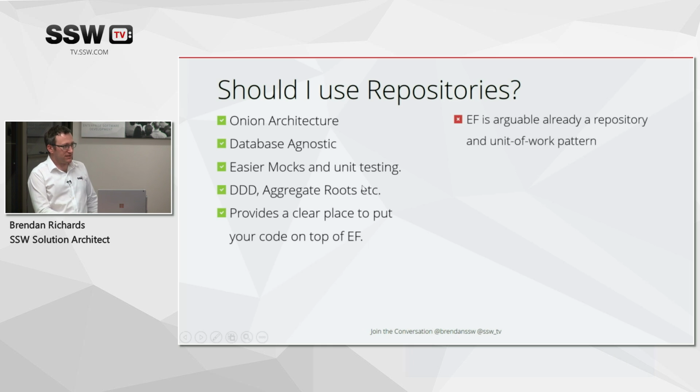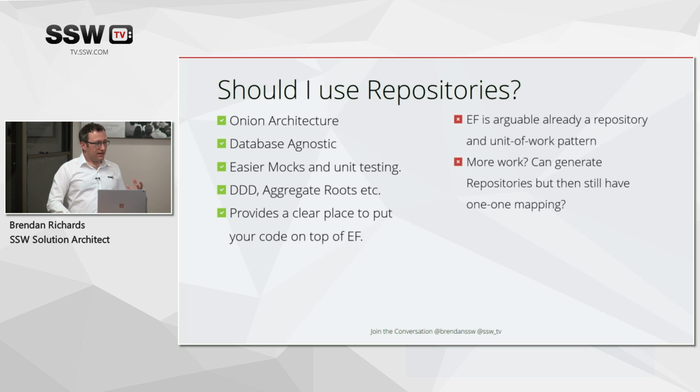So that can just be messy, and it can get in the way. Is it more work? Well, yeah, you've got to generate this layer, and you're hiding functions behind it, and you've got to kind of build it. But also, if you generate it, you're still getting generally that one-to-one mapping between your repositories and your underlying tables.